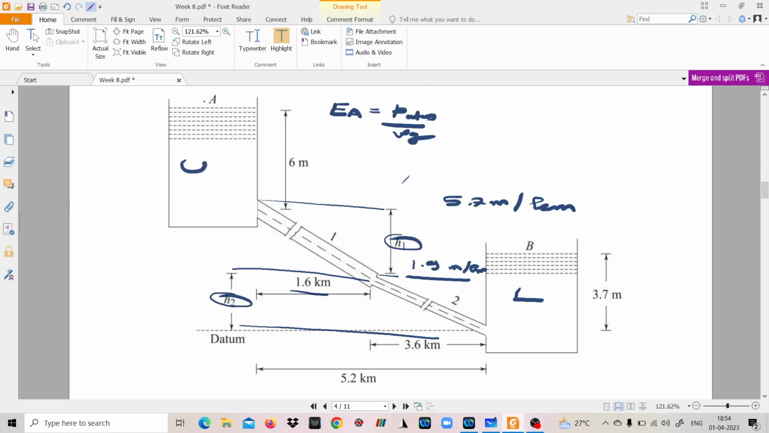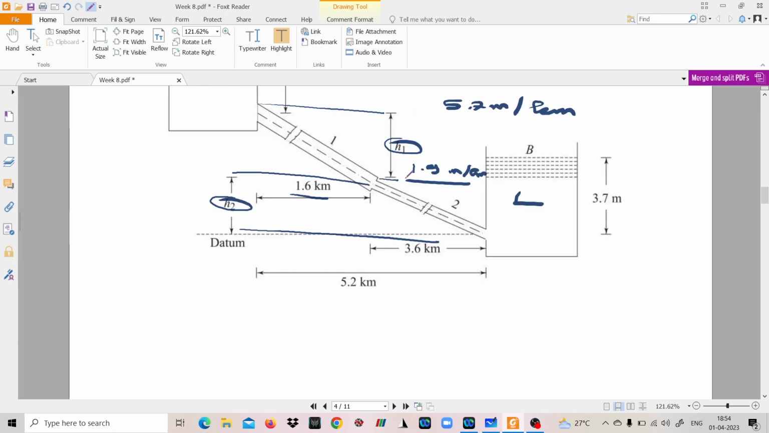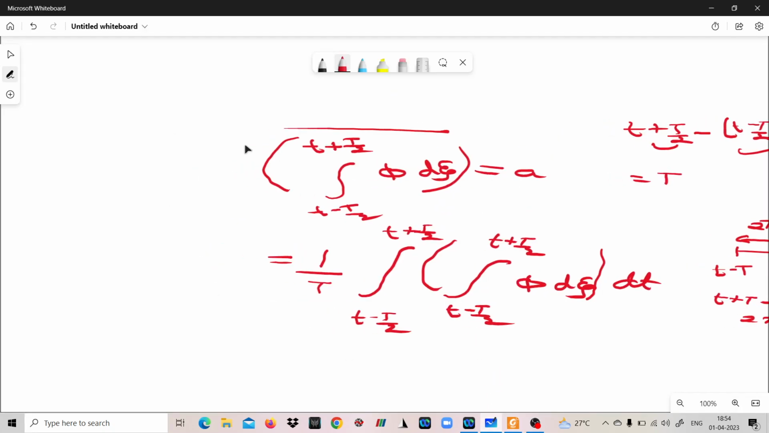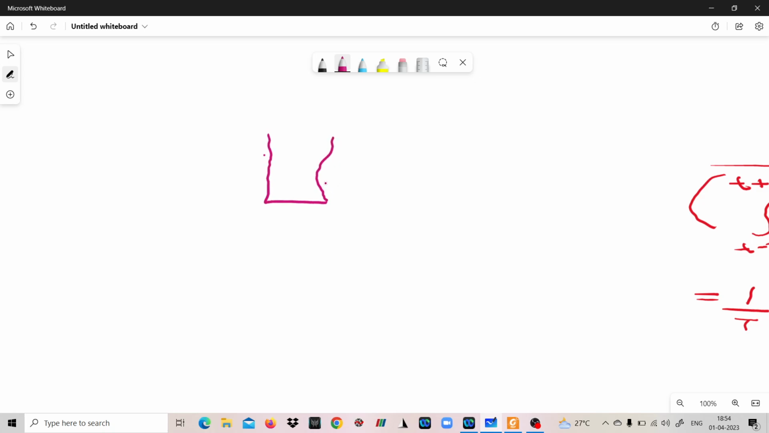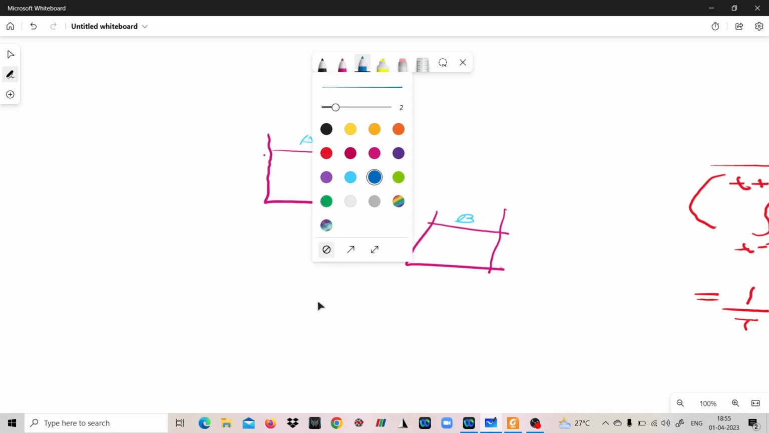9.12 is H1. Means what you are basically doing is, try to understand this equation. I think it will be better if you have two reservoirs. So this is one reservoir and this is another reservoir. You have two reservoirs and you are applying Bernoulli's equation between these 2 points, point A and point B.